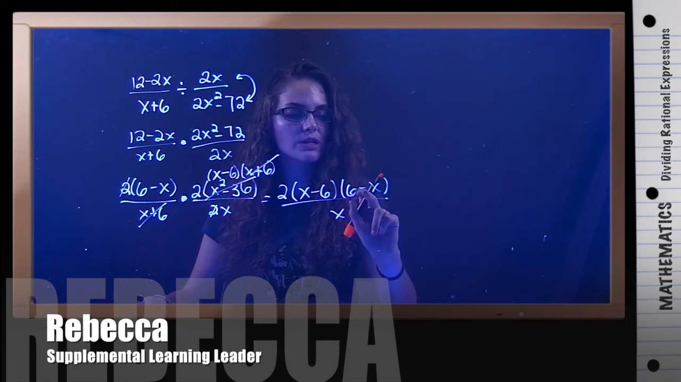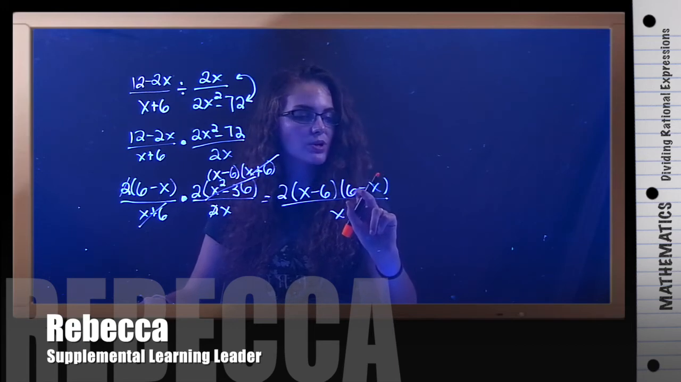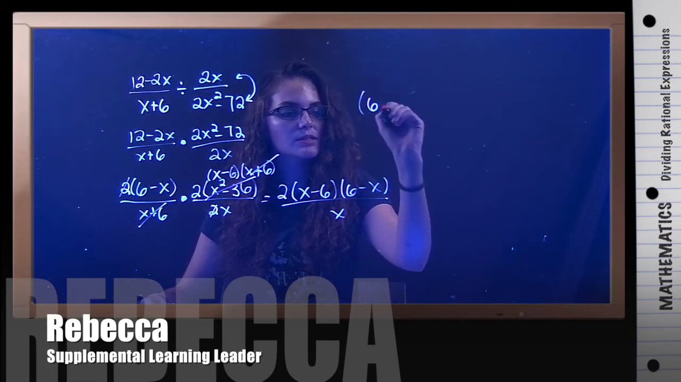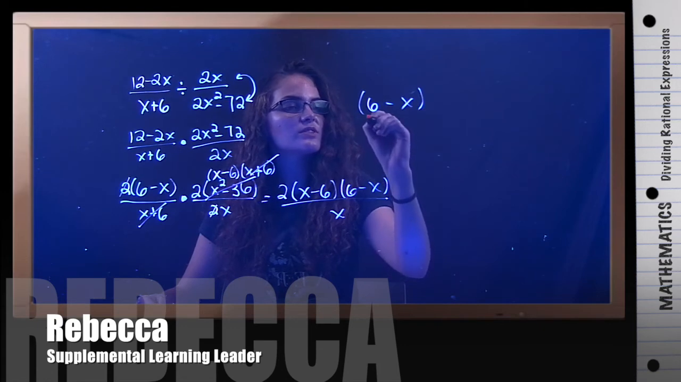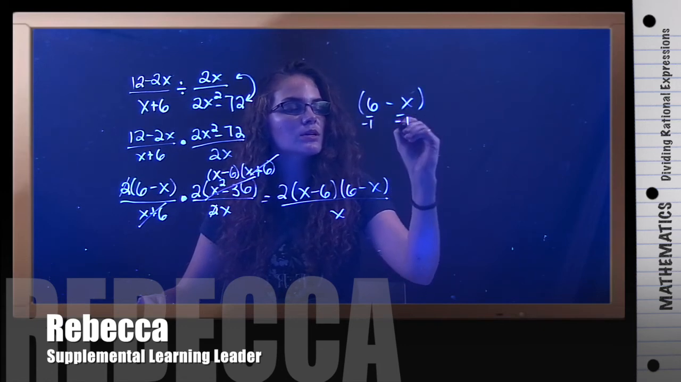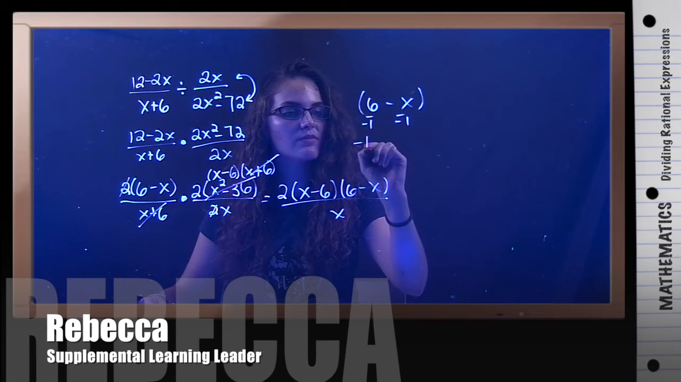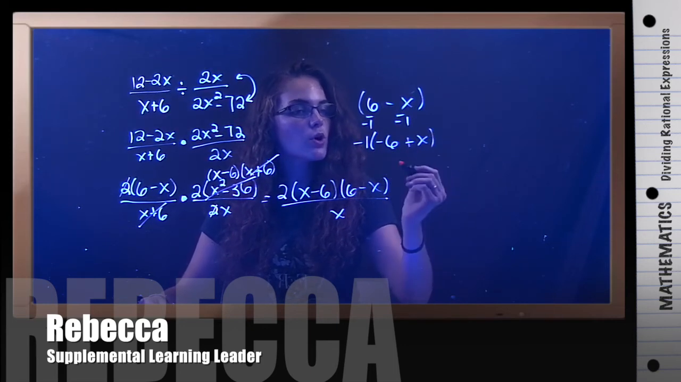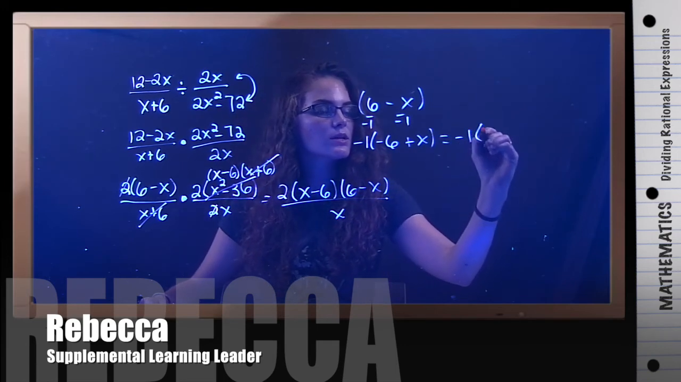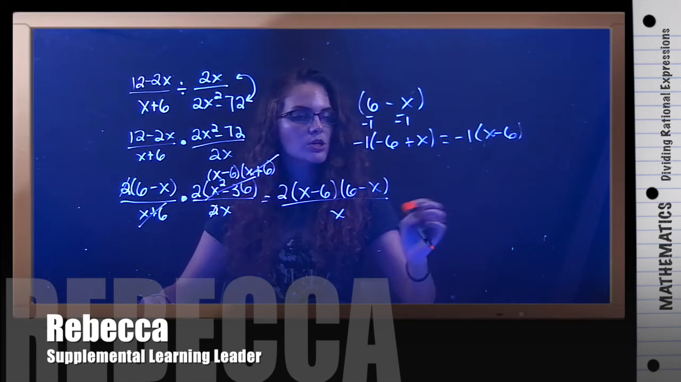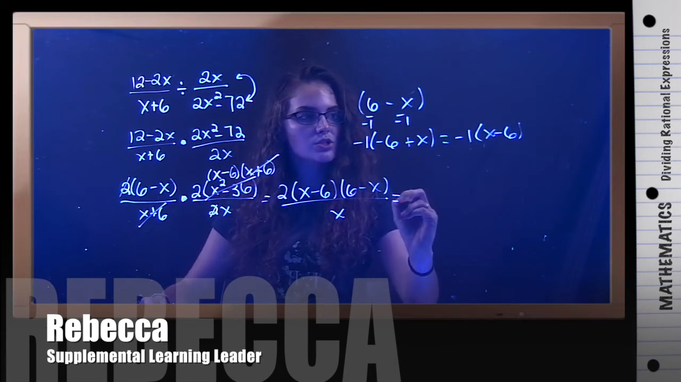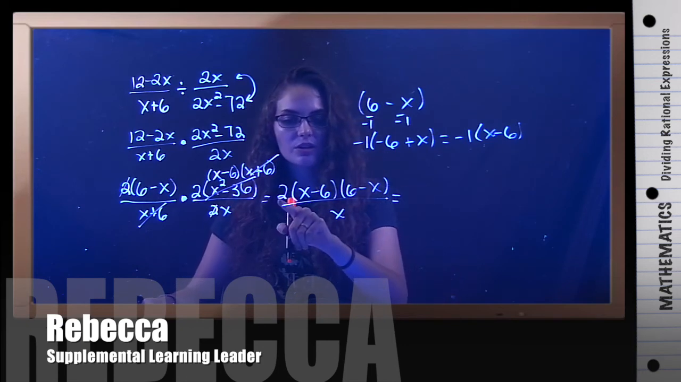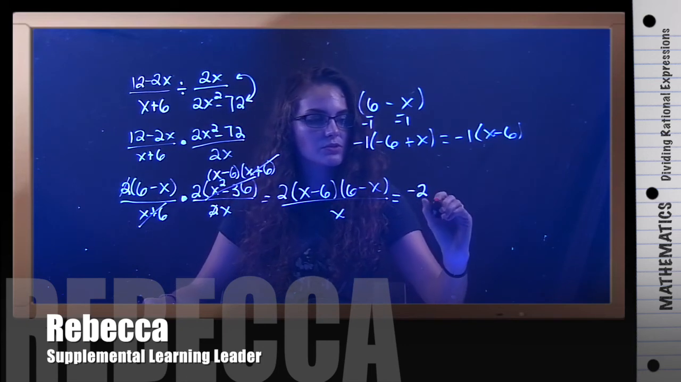So what I'm going to do here is take out a negative 1. If we take out a negative 1, let's pull that up here, 6 minus x. If we divide by negative 1 and pretend like negative 1 is our GCF, we'll have negative 1 on the outside, and we'll have left negative 6 plus x, or you can rewrite that as x minus 6. So this turns into negative 1 times x minus 6, but we can just bring the negative 1 out here with the 2 to make that negative 2.